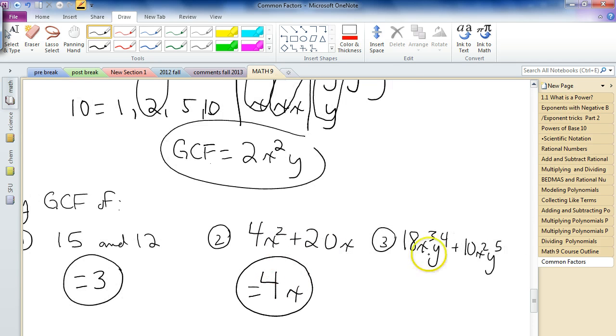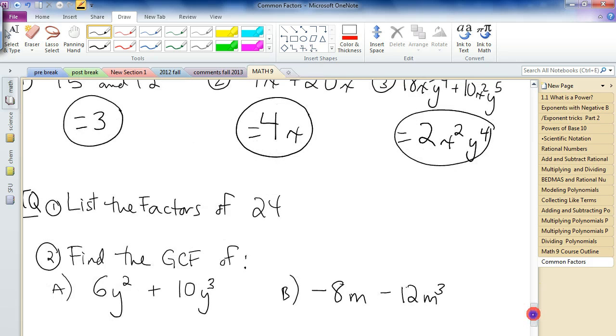And then over here, 18 and 10, what's the biggest number they both have in common? When you do some thinking, you realize it's 2. Let's look at the x's. We got 3 x's here, 2 x's there, so they both at least have 2 x's. And here we got 4 y's, 5 y's. They both have at least 4 y's. And that's your answer. Alright, so common factors.